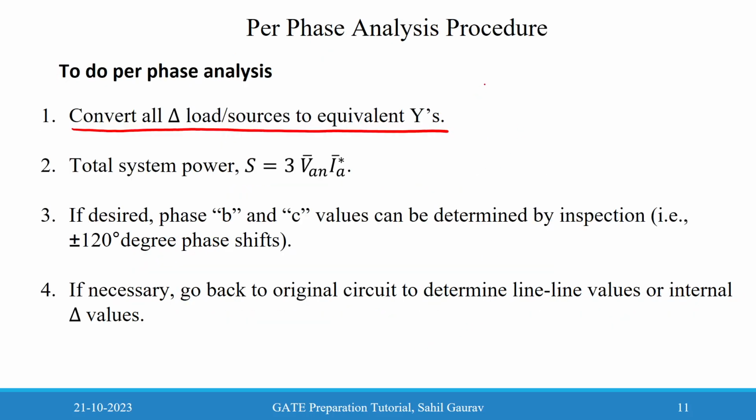So here I am also writing Z star is equal to Z delta divided by 3, and if you are converting a delta source into a star source, V phase is V line divided by root 3 at the angle of 30 degrees. For delta, the V line voltage is given, so we are going to find this V phase.